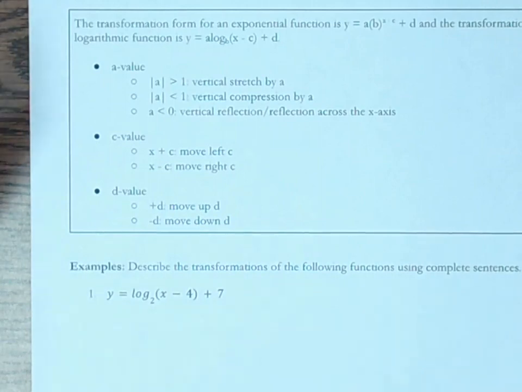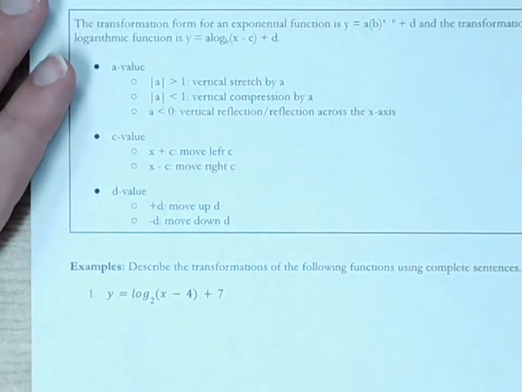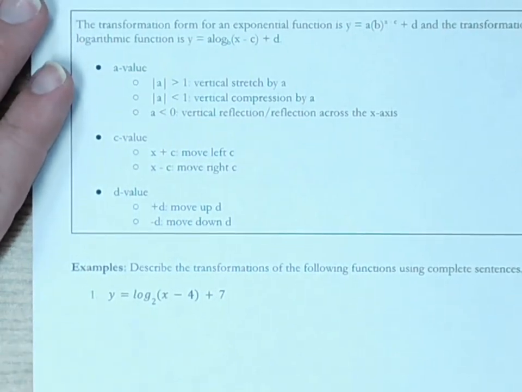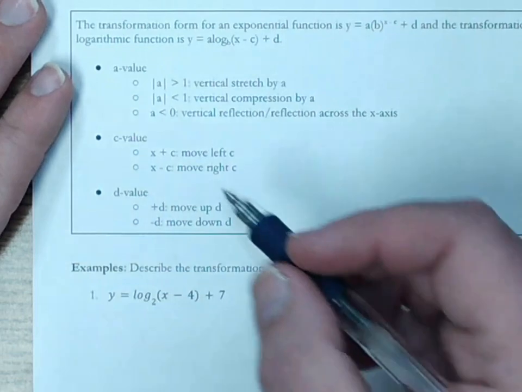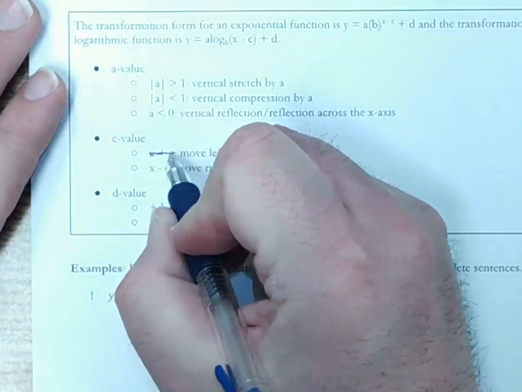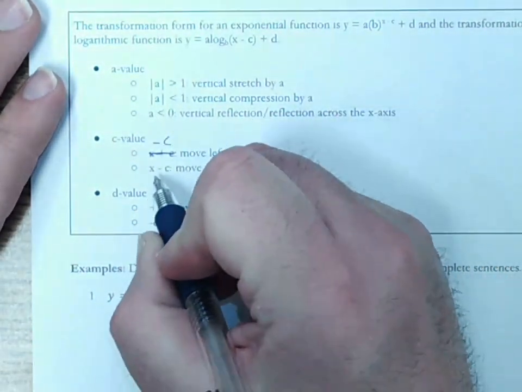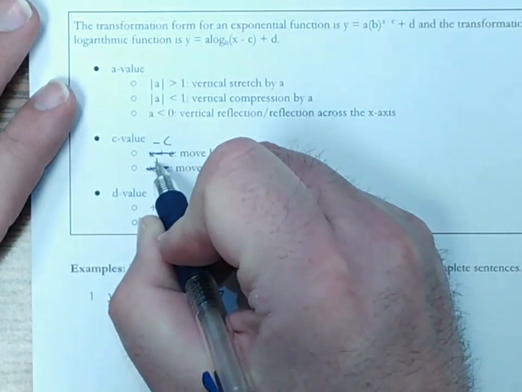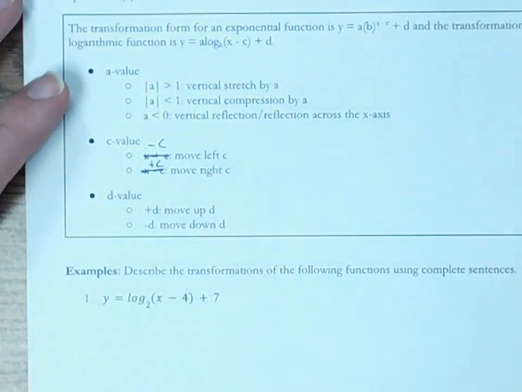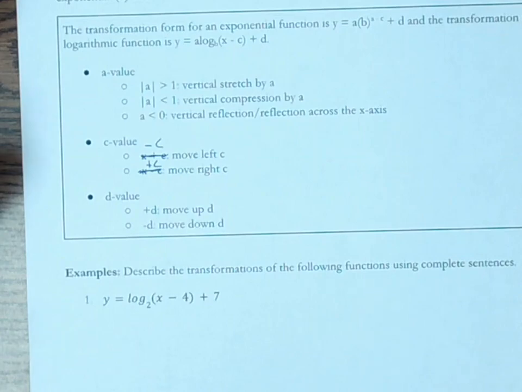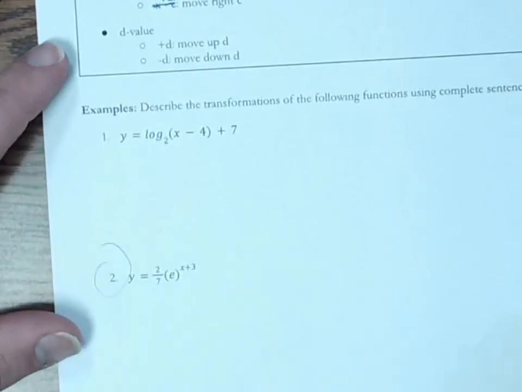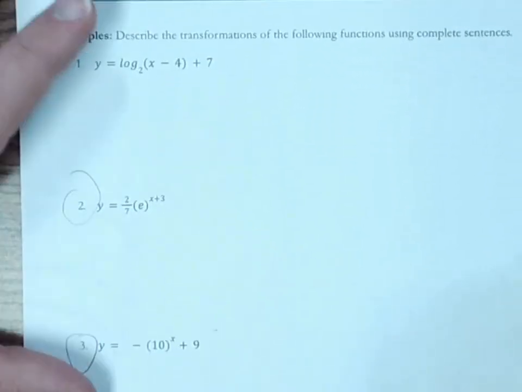Remember that the A value has 2 pieces. The negative means a reflection. The value means it's either a stretch or a compression vertically. Remember that C moves the thing left and right, and D moves the thing up and down. So I'm actually going to change this so negative C means it moves left, and positive C means it moves right. Please feel free to do that yourself. Once again, I don't want to do all of these, especially since you guys are getting so good at this. But we do need to do a few.